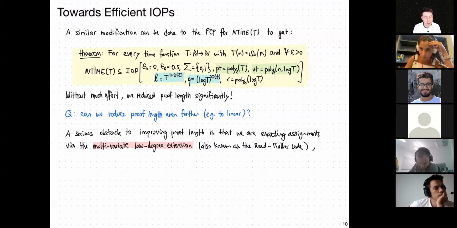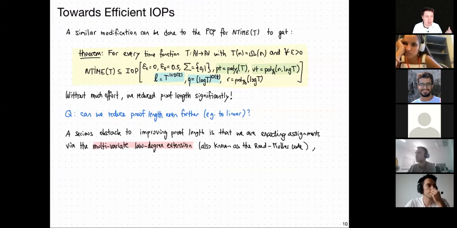But now we encounter a serious obstacle. We cannot just use randomness more, use rounds more and more. There is some inherent problem with everything we've done so far that we're going to have to somehow overcome. Everything that we've done so far is encoding assignments via the multivariate low-degree extension, this Reed-Muller code. Why? Because we're using sum check. We have this multivariate sum check that appears everywhere. And if we want to talk about multivariate polynomials, they have to come from somewhere. So we take our assignment and we low-degree extend it.